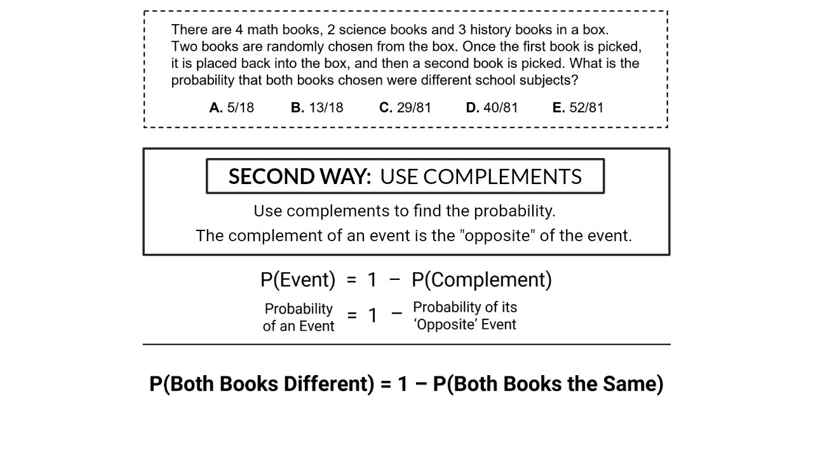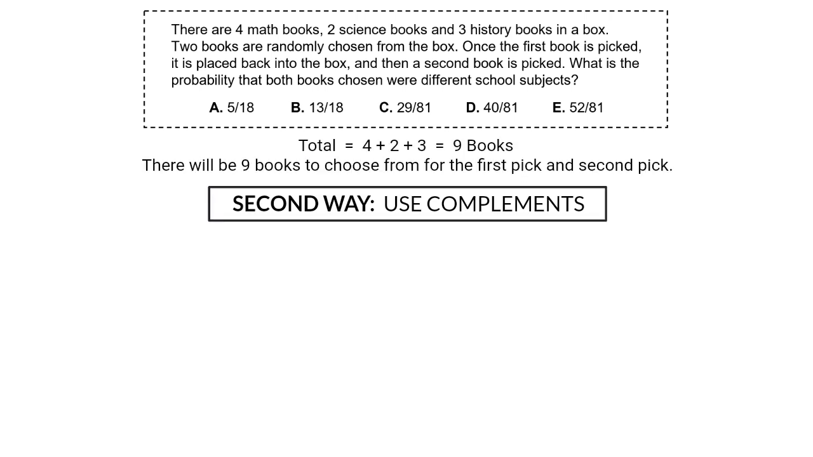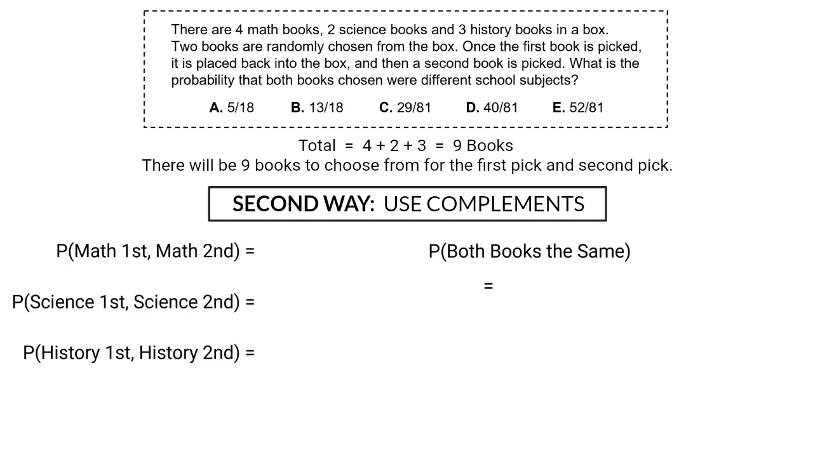And let's go ahead and do that now. Just keep in mind that we still have 9 books to choose from for the first pick and for the second pick, since when you take the first book out, you're putting it right back into the box. So now let's go ahead and show all the situations where both books are the same. And so we only got 3 situations to look out for. So let's go ahead and work this out.